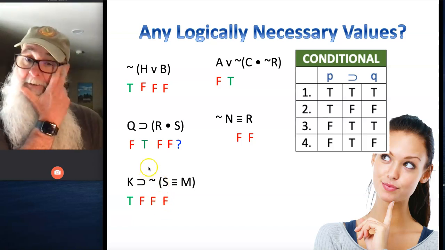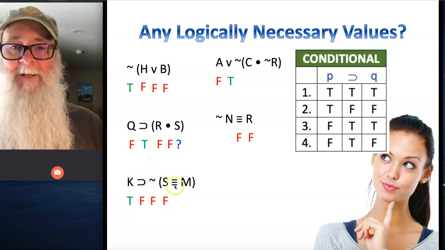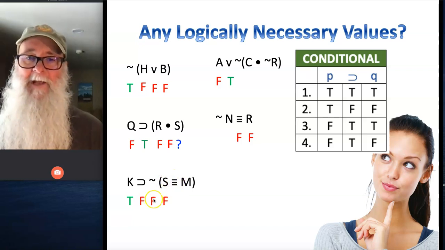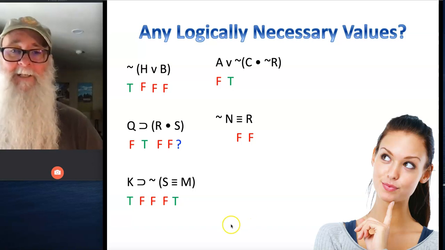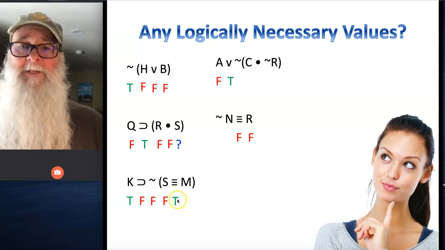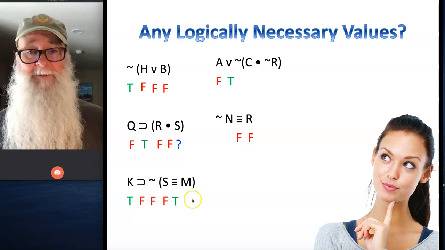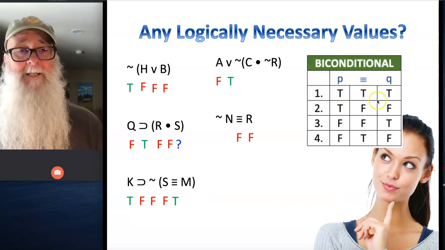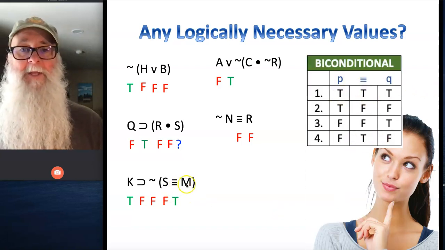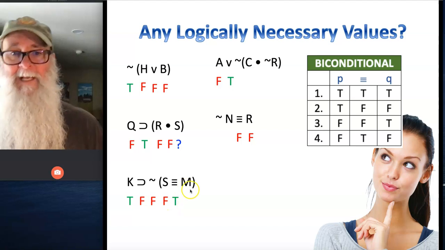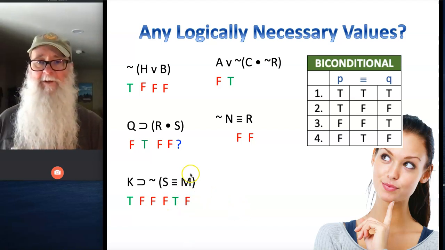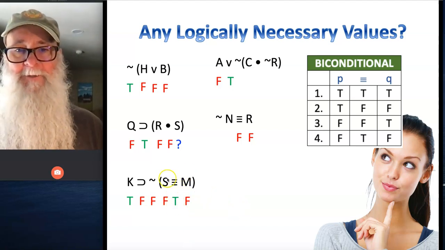Now, this tilde outside of parentheses is going to operate on this triple bar in parentheses. So if the tilde is false, we know that the triple bar has to be true. We also know from our biconditional truth table that the triple bar can be true only when the sides have matching truth values. So if S is false, M has to also be false. That would make the triple bar true, which would make the tilde false, which would make the horseshoe false.